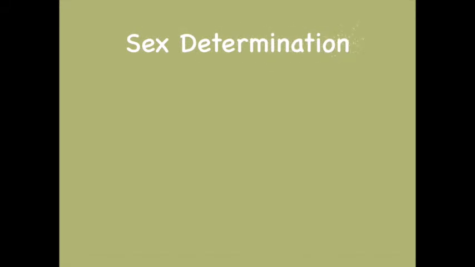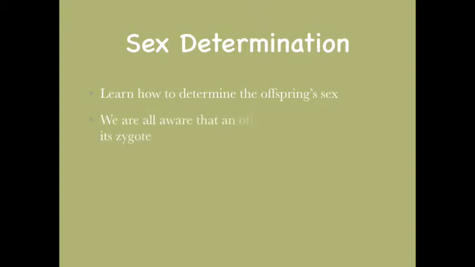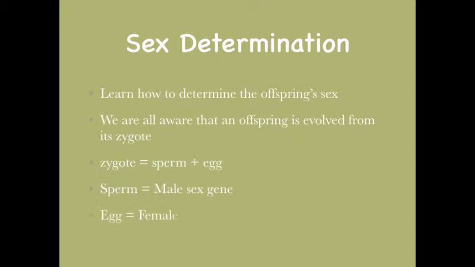Now, let us start with sex determination. Here we will learn how to determine the sex of the offspring. We are all aware that offspring evolve from a zygote, and the zygote is a combination of the sperm and the egg. Sperm is the male sex gene and egg is the female sex gene. Okay?